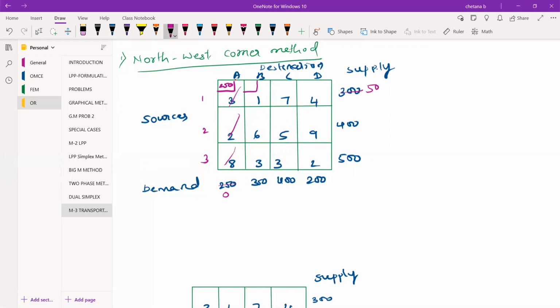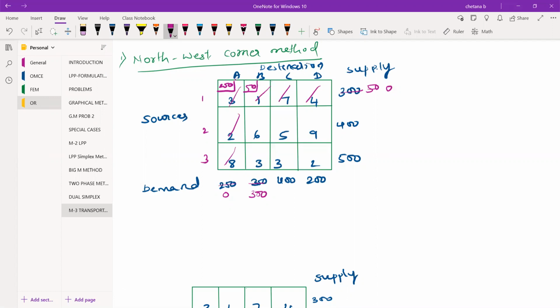So now for this cell, you need to allocate the minimum of supply or demand. If you compare demand and supply, which is the minimum? Supply, ma'am. Supply is the minimum. So 50 you need to allocate here. This would be 0. And what is remaining here? 300. So now as we are getting first row as 0, eliminate this first row.